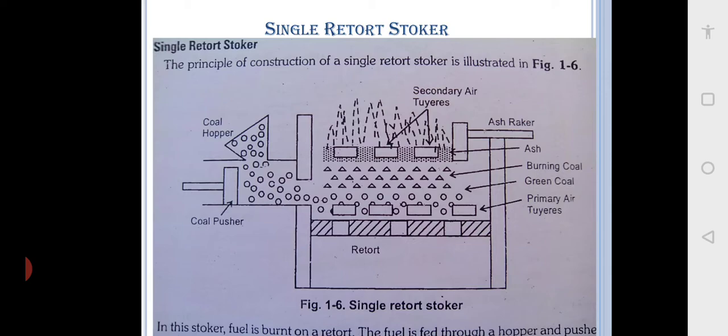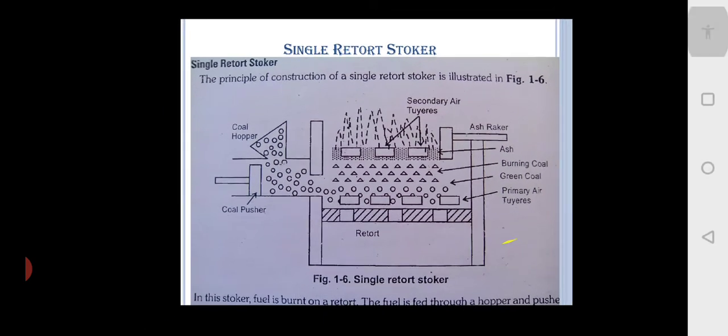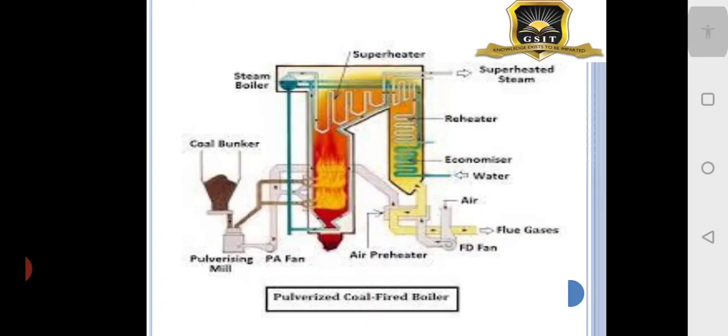Here again I think you can see the grate is fixed, it is not moving, and a single pusher is there, and this is known as single retort because a single pusher is there. Okay, and I think this is a bottom feed. You can see, because bottom feed means first you have got green coal, then burning coal, then ash on top. So the coal is being fed from below, it is an underfeed stoker. Okay.